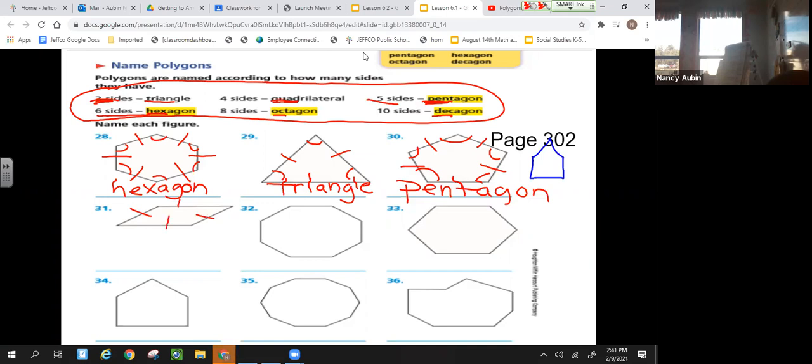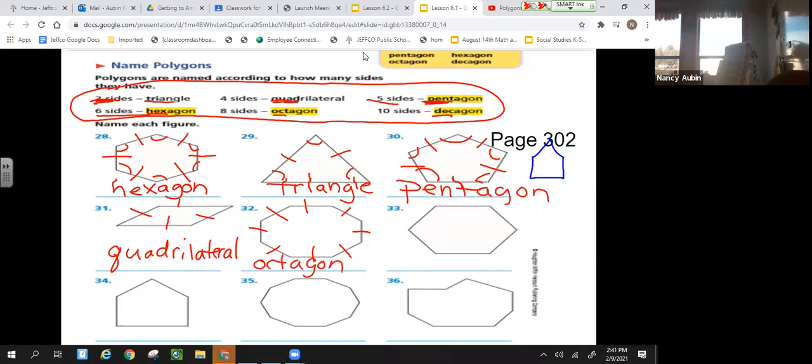What did you guys get? What did you get though for your quadrilateral? Because it has 4 sides. All right, let's count for 32. 1, 2, 3, 4, 5, 6, 7, 8. Finn, what should it be? It should be octagon. Octagon.